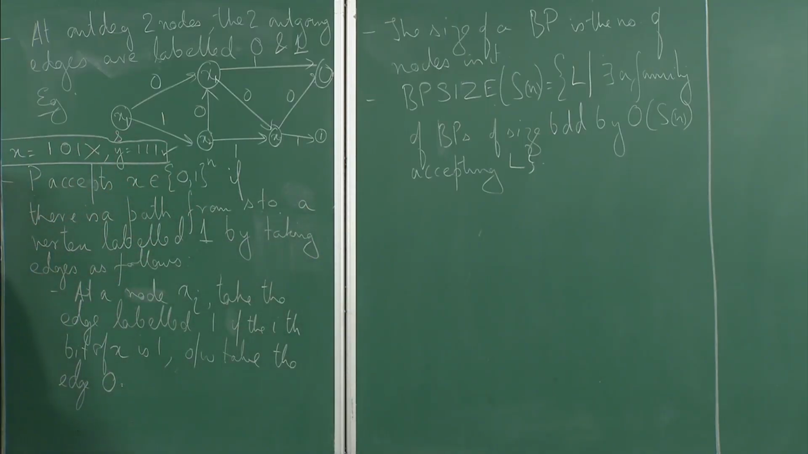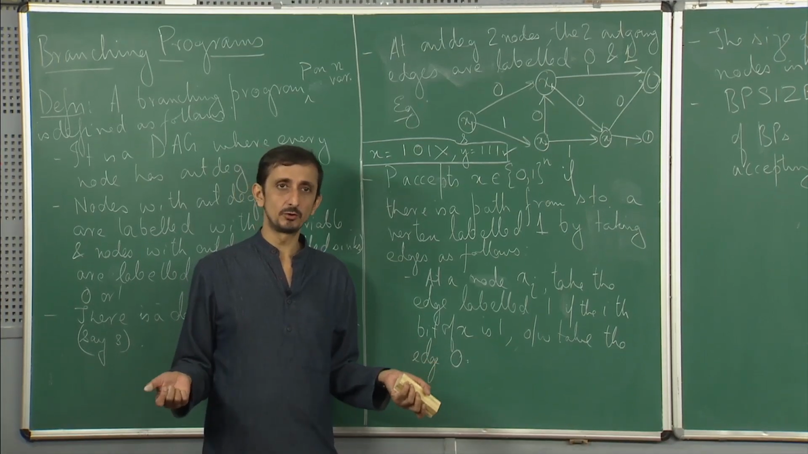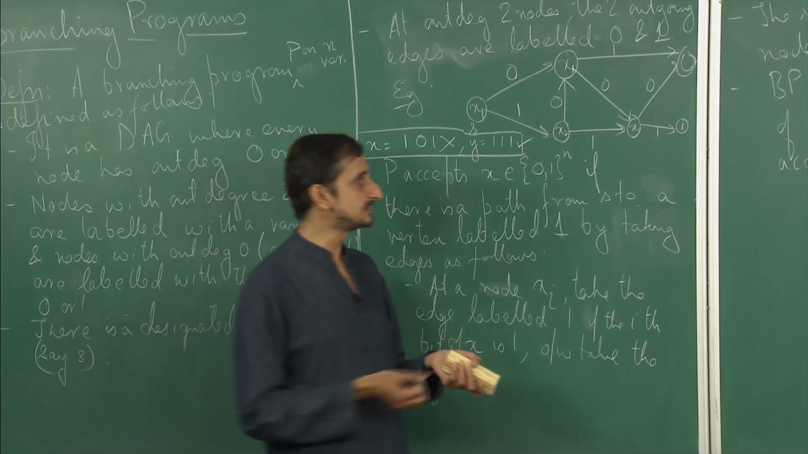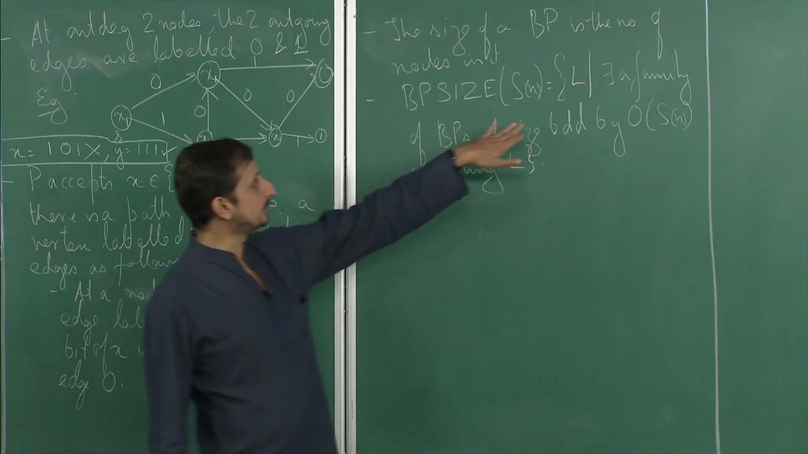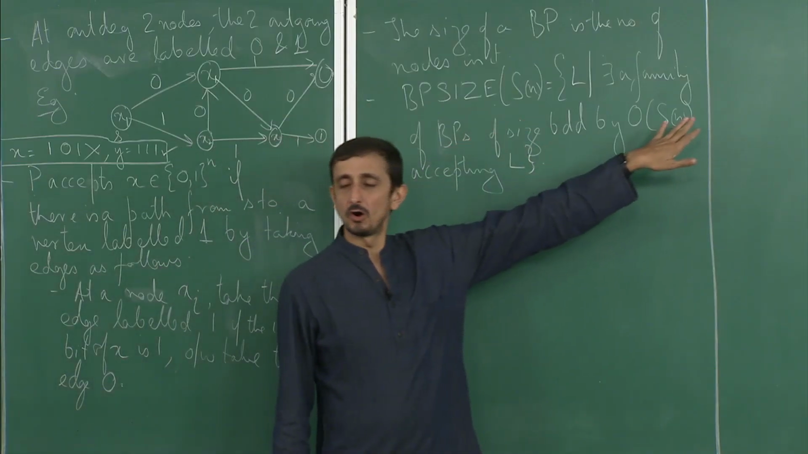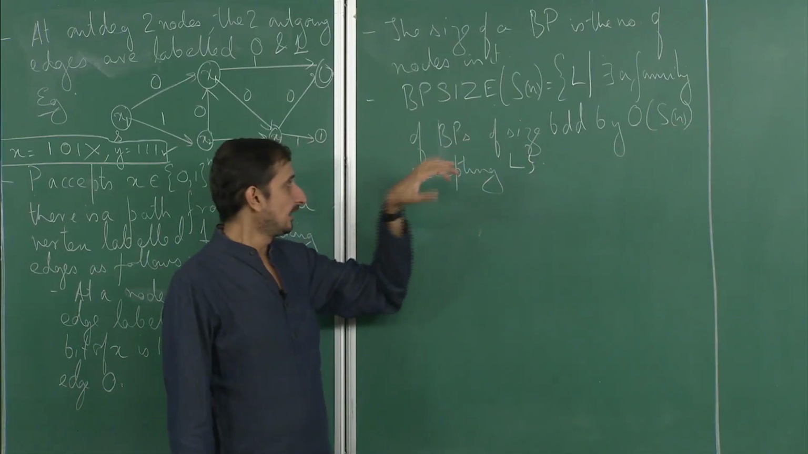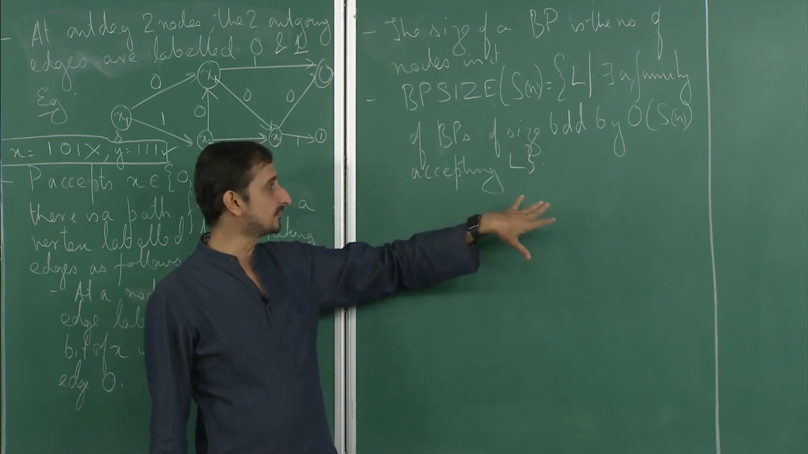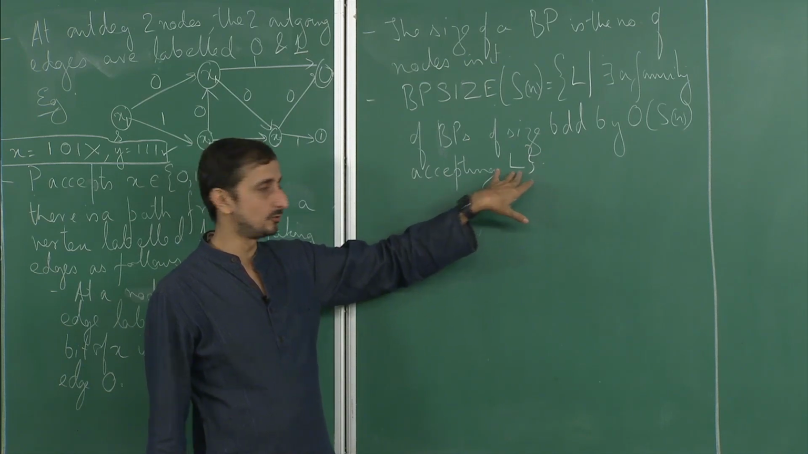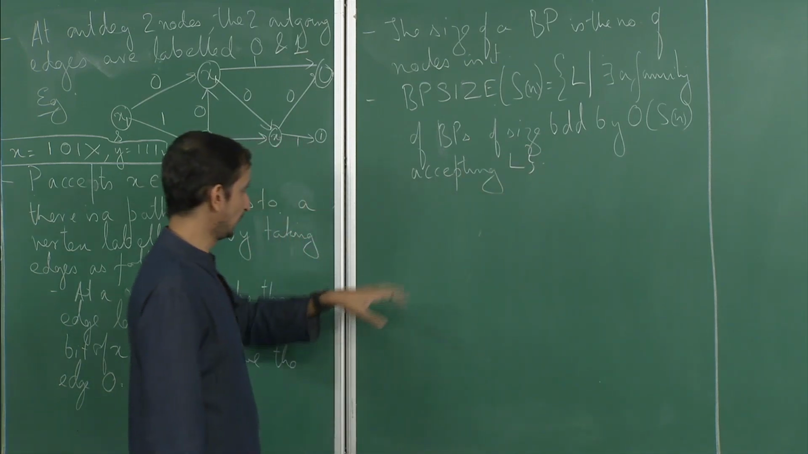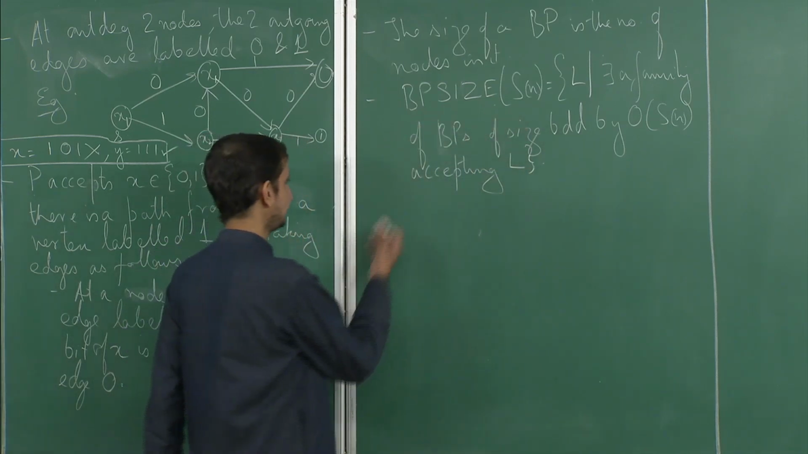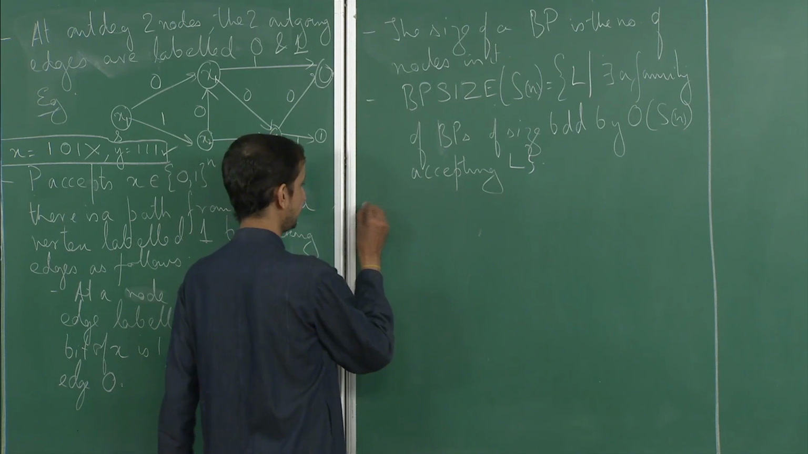We have a language, it can have inputs of different lengths. If I have a family of branching programs, that is for each input length I have a different branching program, and the size of each branching program in that family is bounded by order S(n), such that for a fixed input length it accepts all strings that belong to L and rejects everything that does not belong to L, then we say that language belongs to BP-size of S(n). Again, this is the natural manner of defining them.